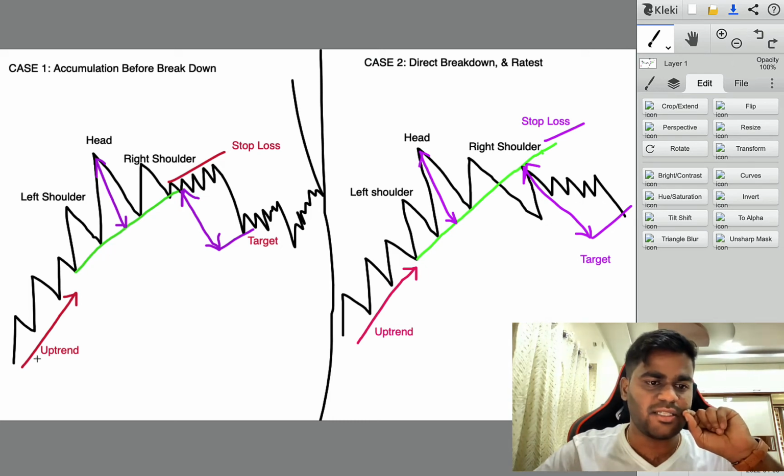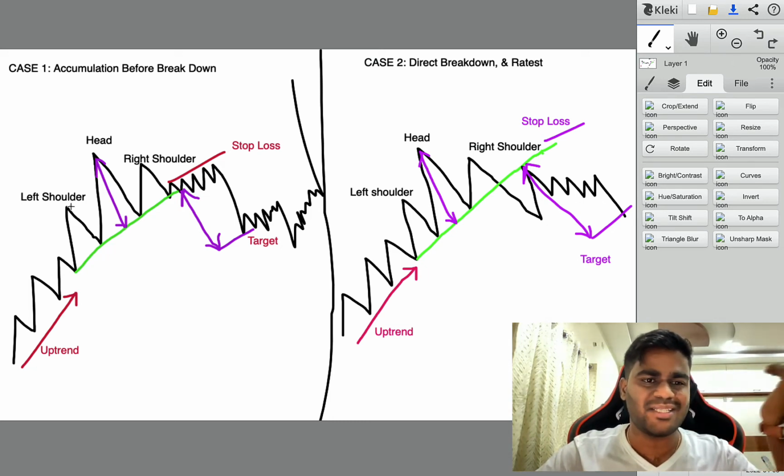If a stock is in a complete uptrend, going up over weeks, months or years, it doesn't matter. If you see a head and shoulder pattern and the stock starts accumulating just before breaking down the neckline, be ready to take the trade. This accumulation confirms that this is going to be a sure shot profitable trade.